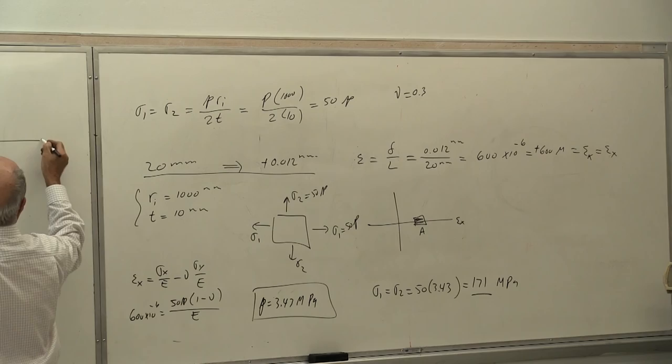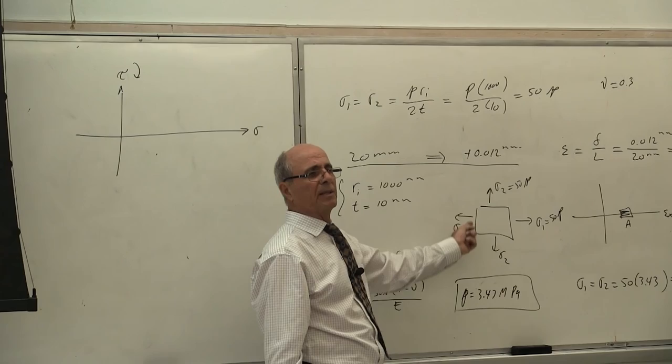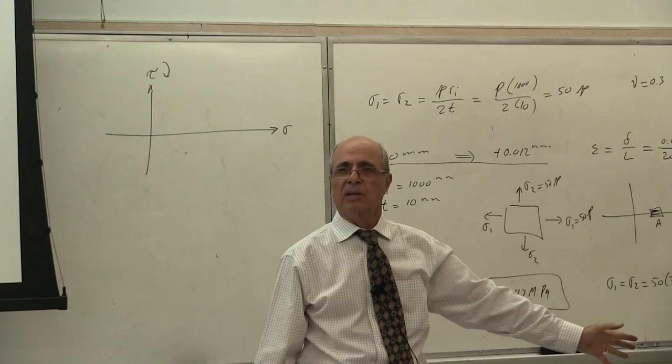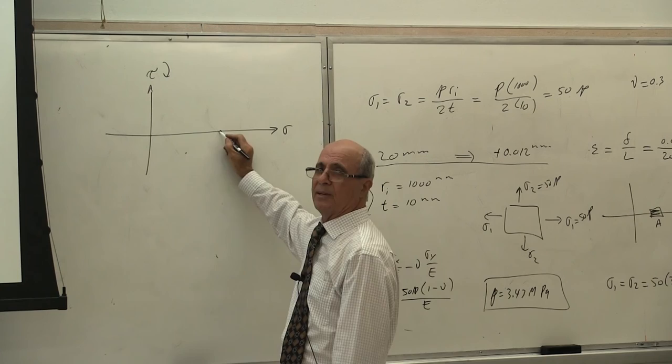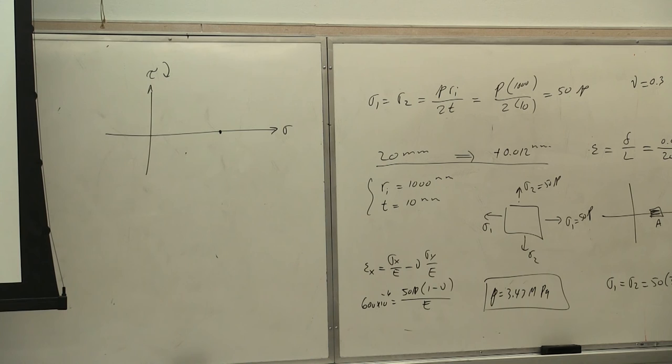For the stress, this is sigma versus tau with the arrow. Is this sigma x or is this principal? These are principal because there is no shear stress. Yes or no? So this one is how much? 171. Yes or no? The other one is how much? 171. Have you seen a circle with zero radius? That is your first circle. Because sigma 1 is equal to sigma 2, your in-plane shear is 0. Is that correct? Because your circle is 0.